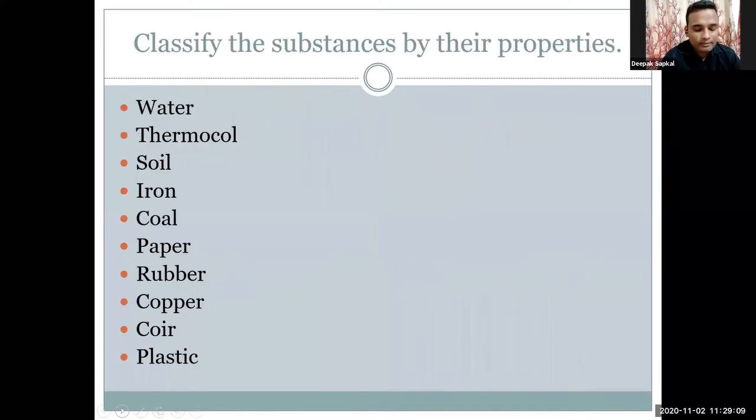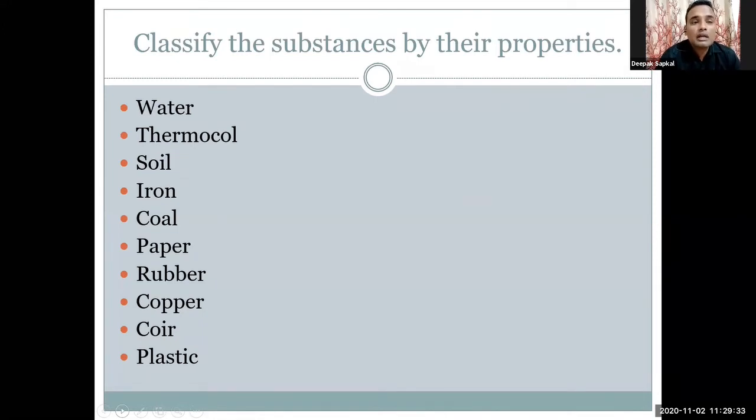What is property? What is matter? Before going to matter, here we classify the following substances by their properties. Some substances have been given, and you have to classify them as per their properties. Earlier I said there are solids, liquids and gases. These three states are there.